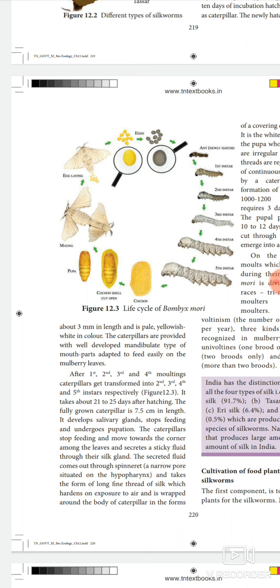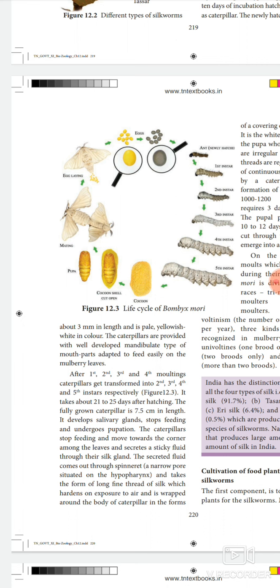See figure 12.3. This is the life cycle of Bombyx mori. First the egg is formed, then the egg shell is cut open. See the uppermost figure: eggs, then first instar, second instar, third instar, fourth instar, fifth instar. After the fifth instar only, the cocoon will be formed.